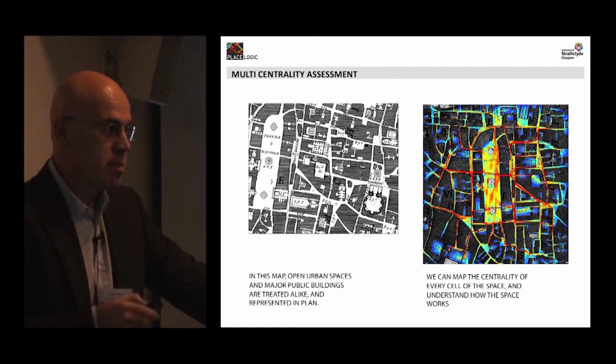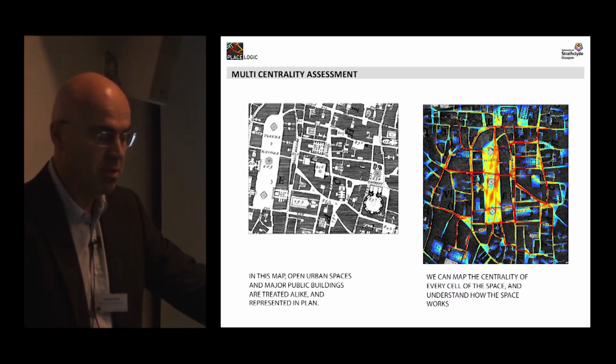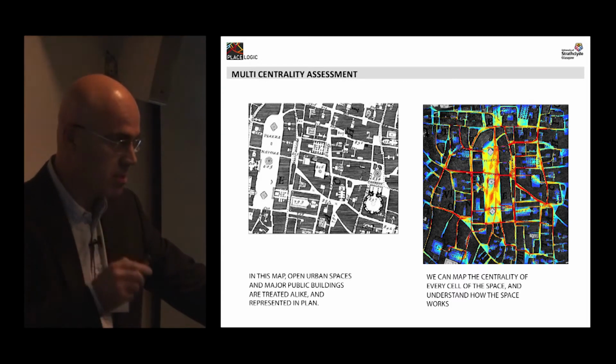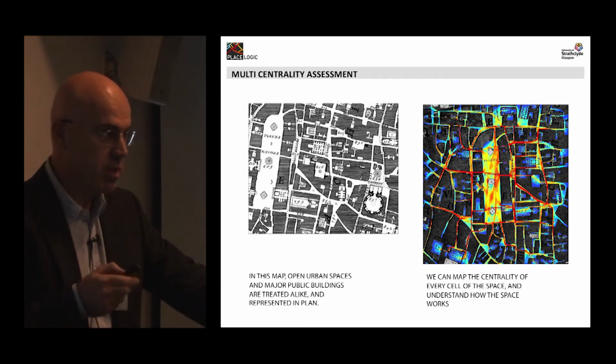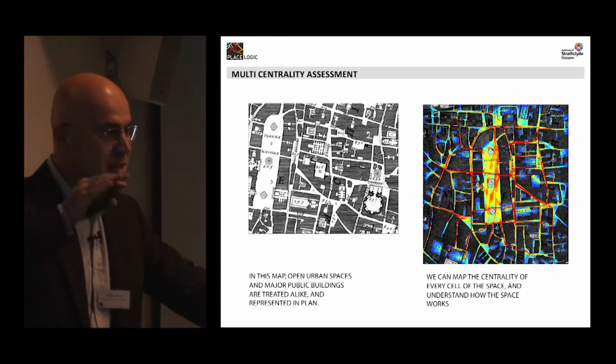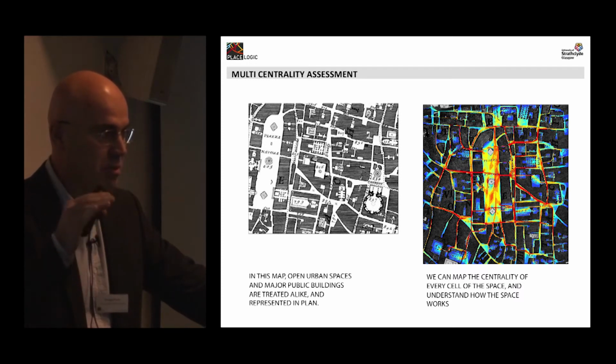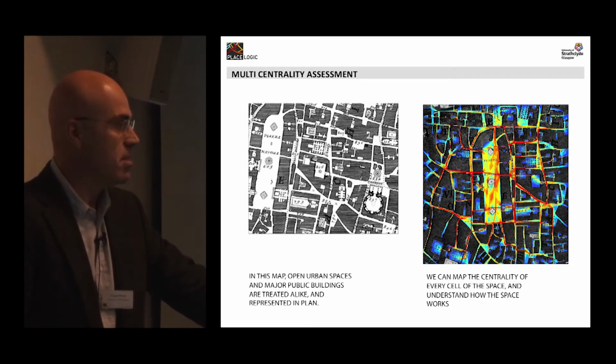On the right, you can see Piazza Navona treated as a system of spaces through the MCA process. Again, you can see the most central parts of the space portrayed in the hottest part of the color scale, and vice versa. The blue spaces are the most marginal. So that is basically what we do.